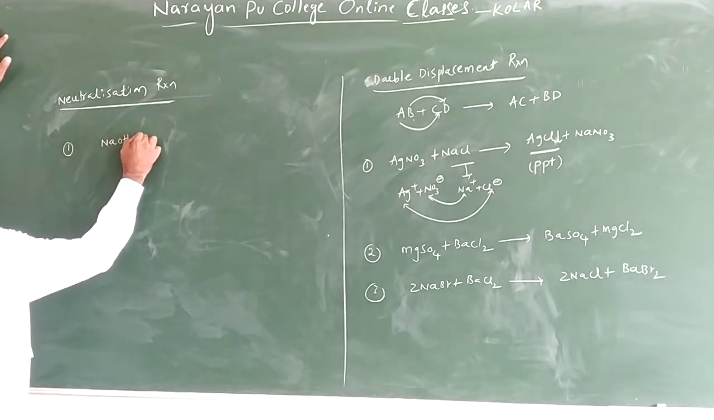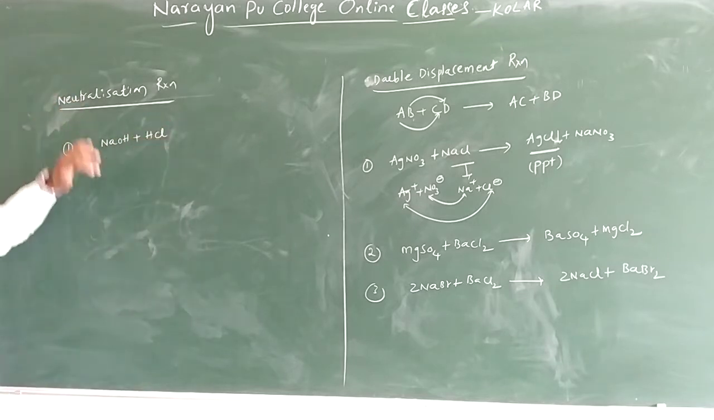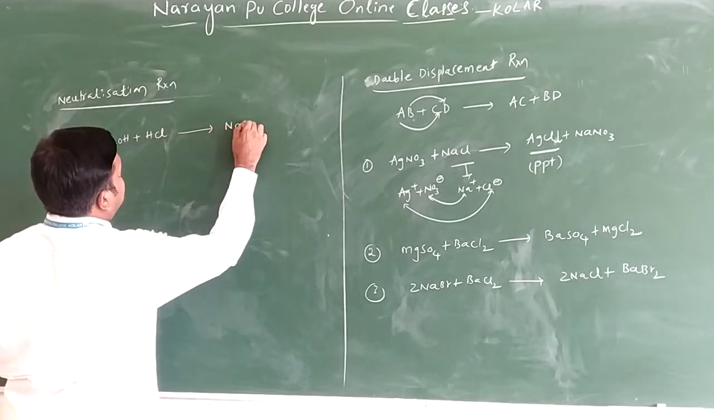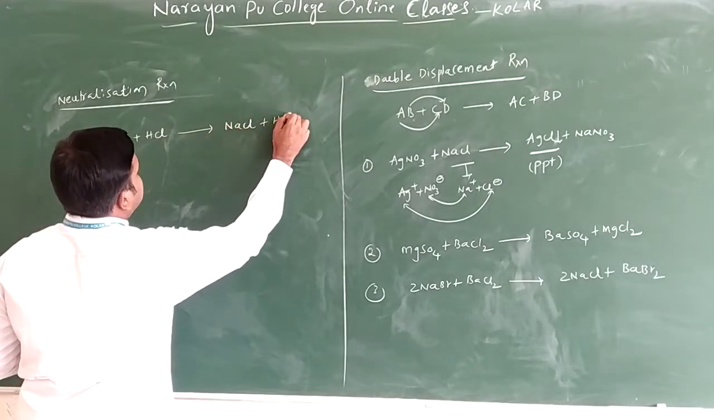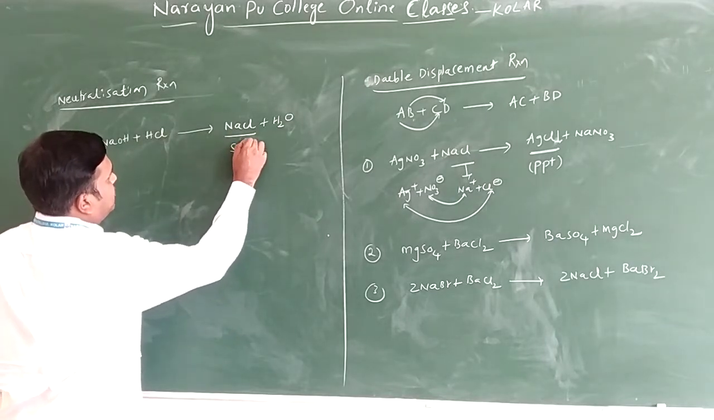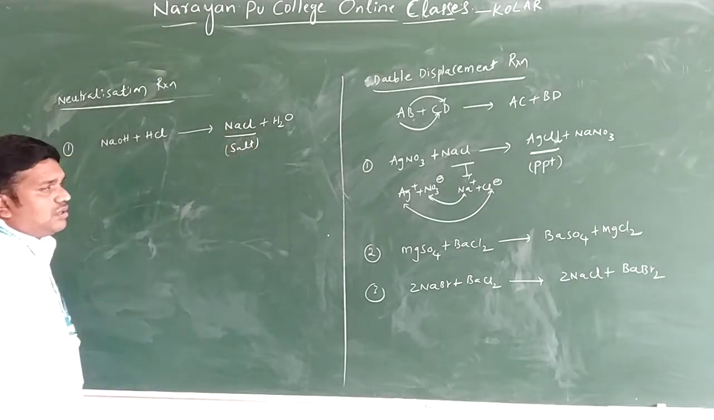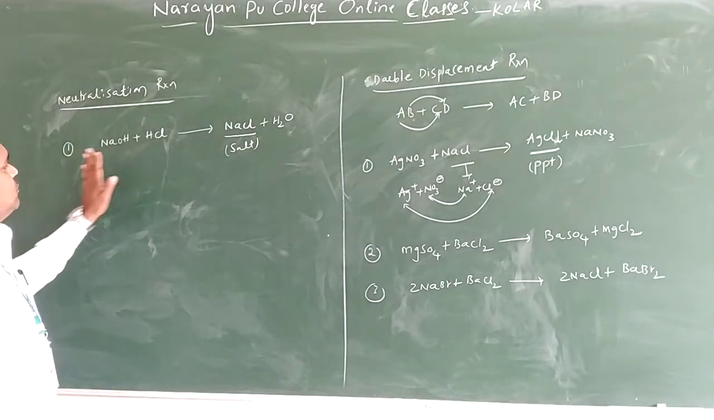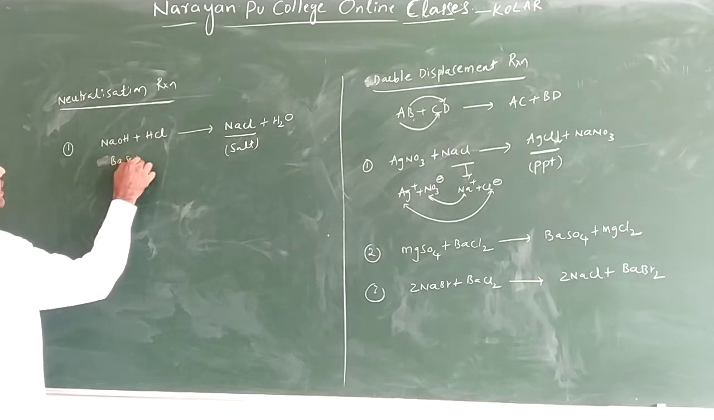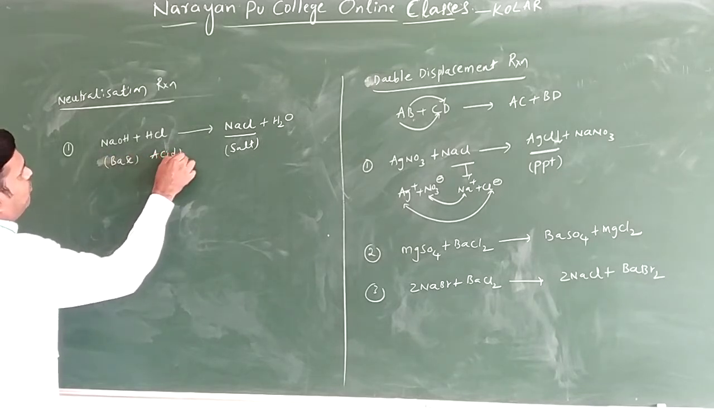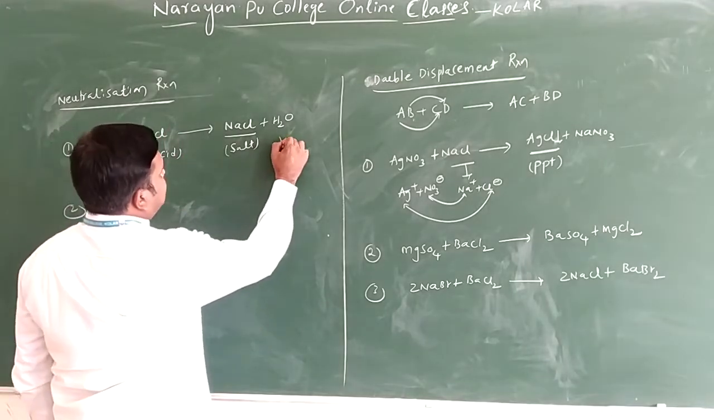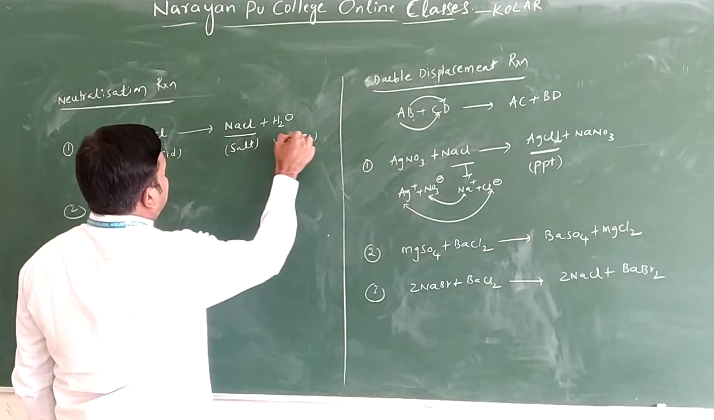Let us see one example. Sodium hydroxide combines with hydrochloric acid, HCl. It will form NaCl plus H2O. This NaCl is a salt, and water is formed. NaOH is a base, and HCl is an acid. Both combine to form salt and water.